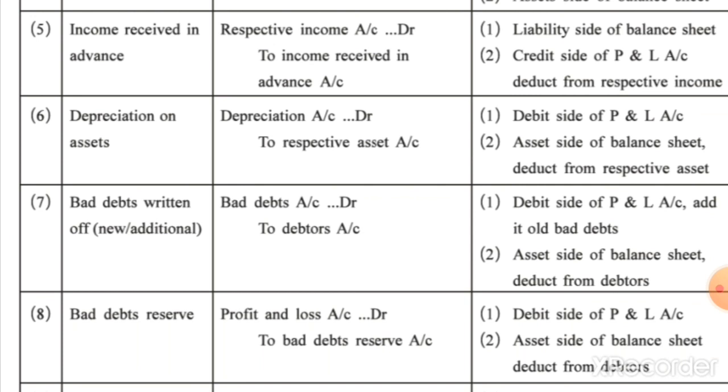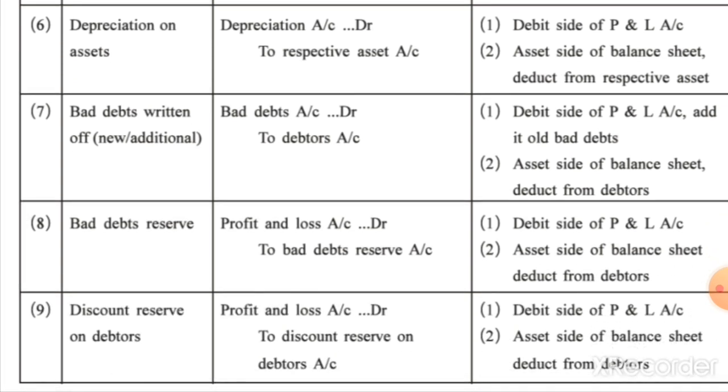Next one, that is bad debt reserve. We already discussed what bad debts are and what bad debt reserve is. Now what would be the effect of bad debt reserve? That will also be recorded on the debit side of P&L account. So the entry would be P&L account debit to bad debt reserve account credit. The first effect is the debit side of P&L account, and the second effect is that it is also subtracted from the debtors on the asset side of the balance sheet.